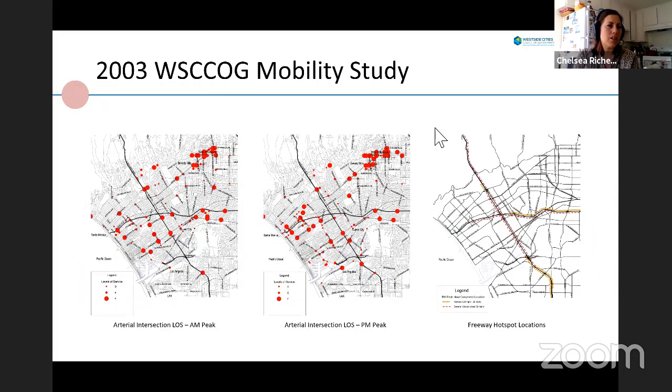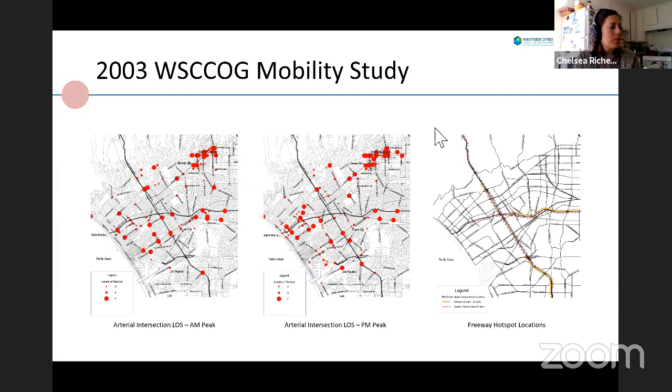Okay, so the arterial level of service in the AM and PM peak periods was shown in the study, as well as the freeway hotspot locations. The study that we're doing now has moved away from level of service as an indicator, in conjunction with a lot of the state guidance around CEQA, and it certainly still has value from a local circulation standpoint. But we're looking to congestion measures that are more about time delay and overall congestion levels at a corridor level, as opposed to intersection level of service.